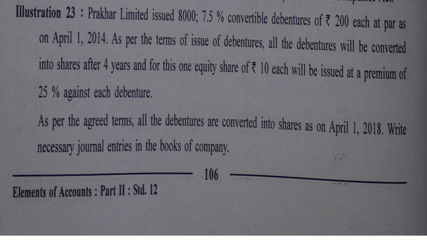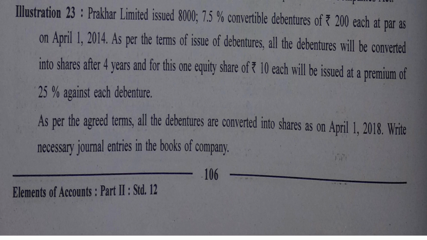It says Prakhar Limited issued 800 7.5% convertible debentures of rupees 200 each at par as on April 1st, 2014. As per the terms of issue of debentures, all the debentures will be converted into shares after 4 years, and for this, one equity share of rupees 10 each will be issued at a premium of 25% against each debenture. As per the agreed terms, all the debentures are converted into shares as on April 1st, 2018. Write necessary journal entries in the books of company.